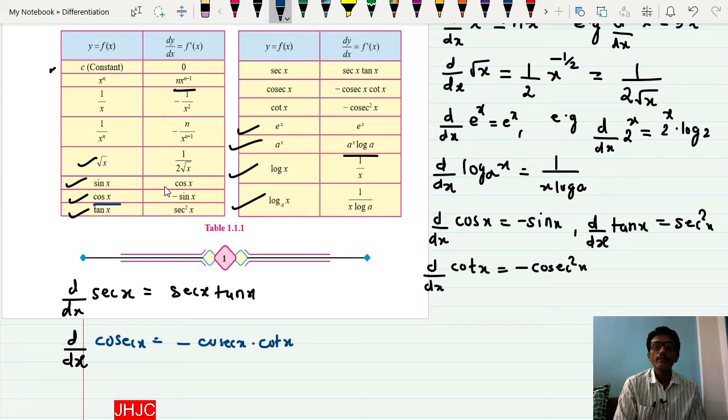Derivative of standard functions: the derivative of x raised to power n is n x raised to power n minus 1. Derivative of root x is 1 by 2 root x. Exponential functions, logarithmic functions, trigonometric functions. So this is a short revision of 11th standard formulae. Further, in 12th standard we are going to start with derivative of composite functions.